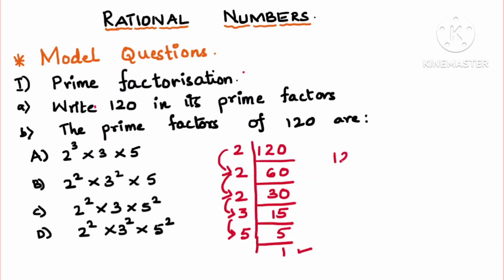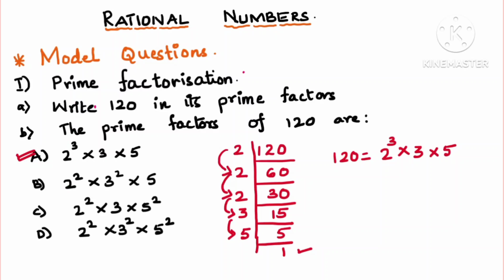So what are the prime factors of 120? 2 how many times? 1, 2, 3, so 2 raised to 3. 3 is only one time, and 5 is also only one time. So our option A is the right answer. This is how we need to practice finding the prime factors.